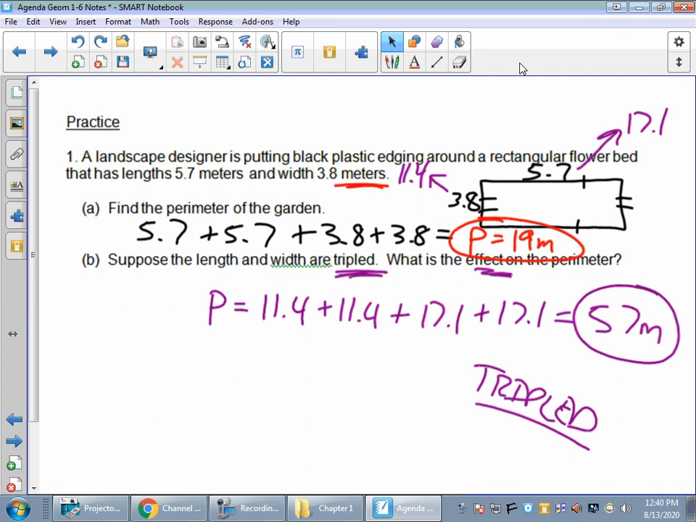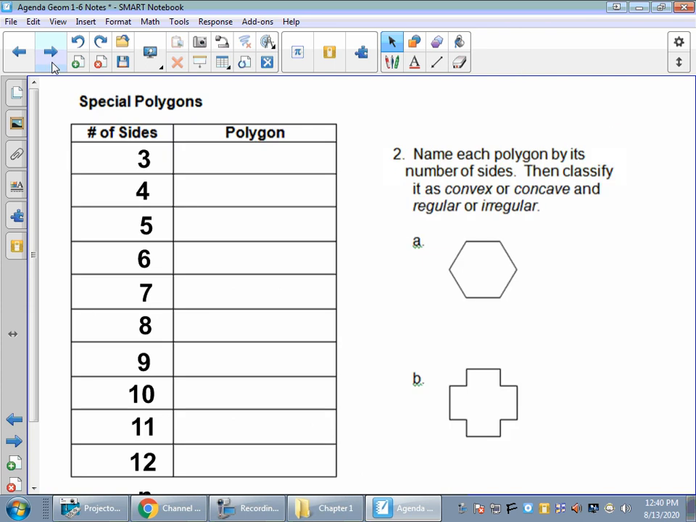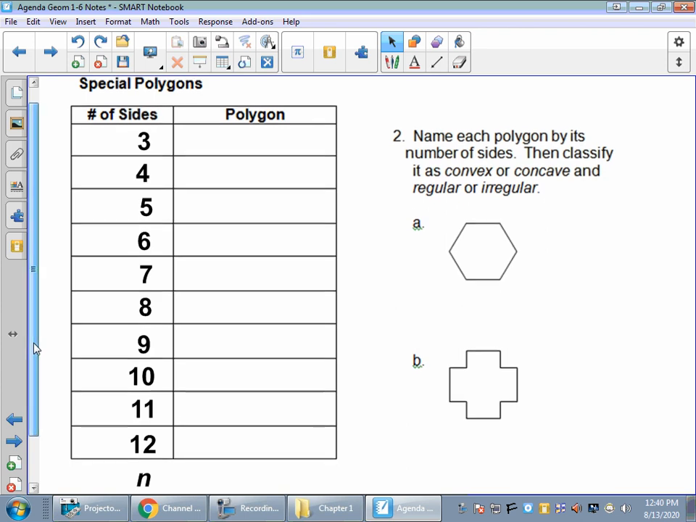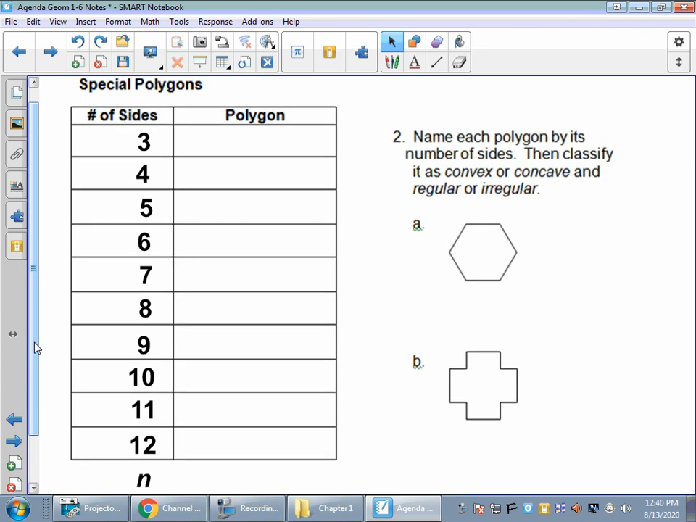Alrighty, let's go on to the next one. And this one, we're just going to go through and label some polygons. And you guys might know these as well. A lot of them you will know. Some of them you might not know. All right, so let's start with 3. We know a 3-sided polygon is called a triangle.